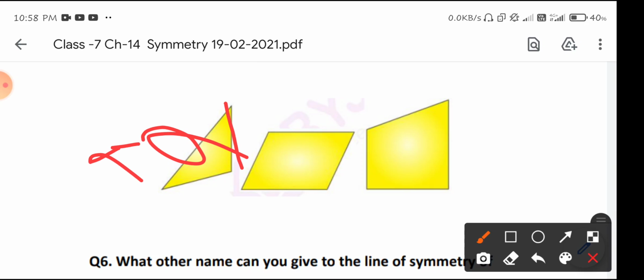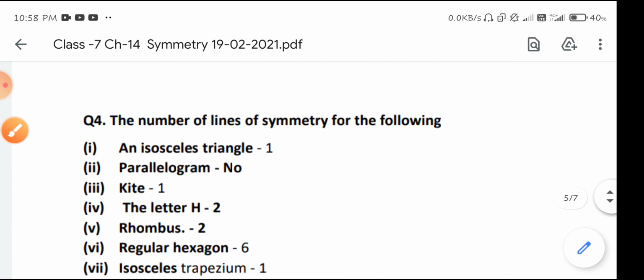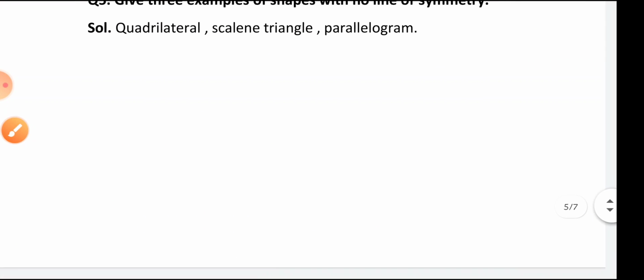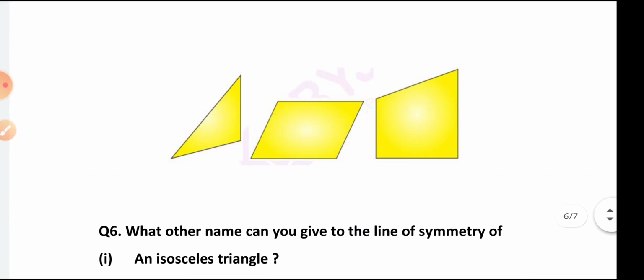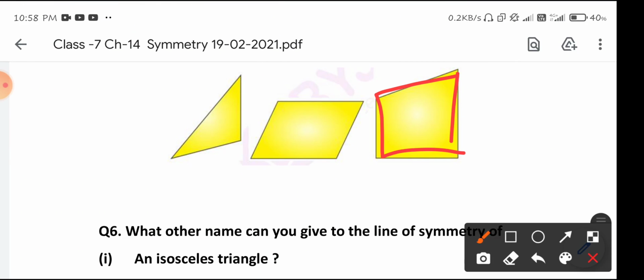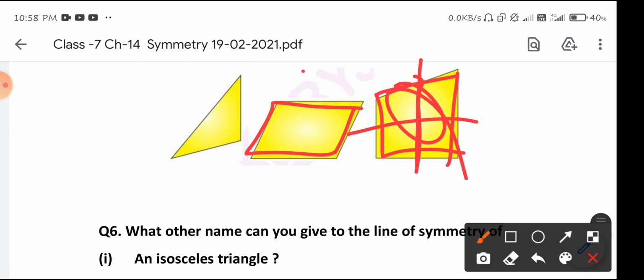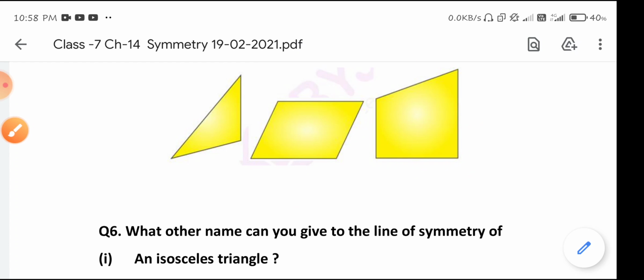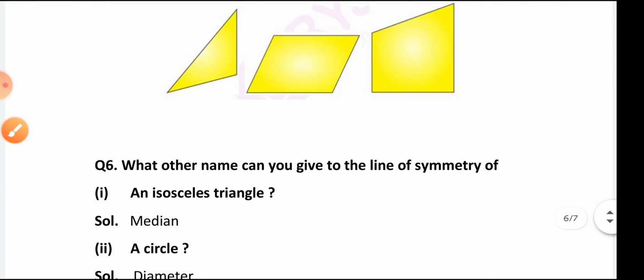Then second one is quadrilateral. Quadrilateral means which is having 4 sides. So you can see in this figure it has 4 sides but no 4 sides are equal, it means there is also no line of symmetry possible. Here also it will not be possible. Then parallelogram, in this also no line of symmetry is possible. So these are the 3 figures.